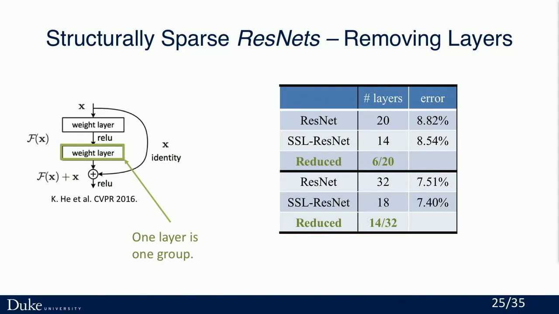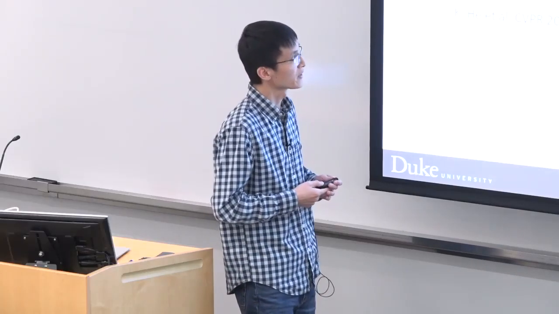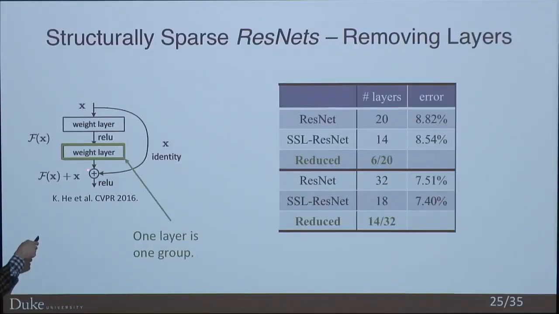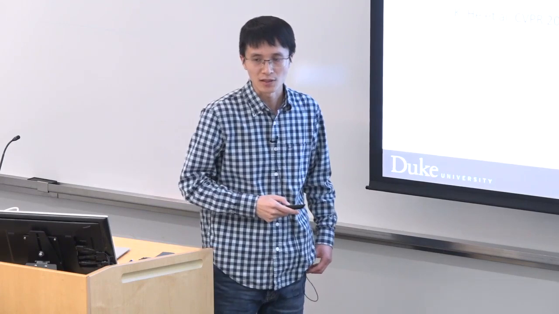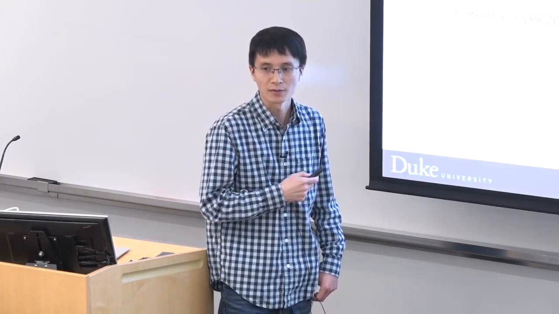So this is on AlexNet, and as I said, what kind of structure we want to learn depends on how we split the groups. Here, if we want to remove layers, then one group of weights is all the weights in one layer. So if we remove one group, one layer can be removed. Does this mean you can reduce one layer of the neural network? Yes, that means we can reduce the depth.